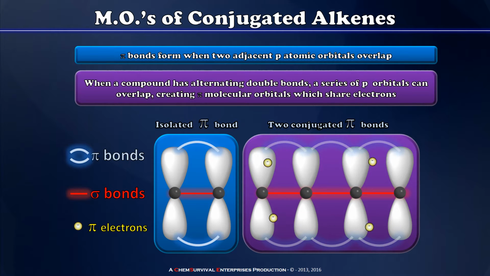This gives compounds with conjugated pi bonds additional stability, and it also gives them some interesting spectroscopic properties, which we can investigate a little bit later in another lecture. So for now, let's just concentrate on the geometry of these pi bonds and how they can form large pi molecular orbitals if they are in fact alternating.